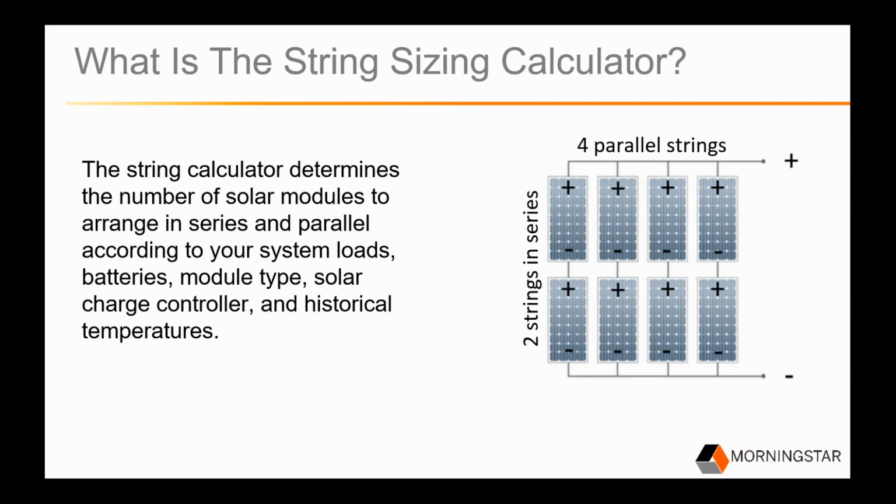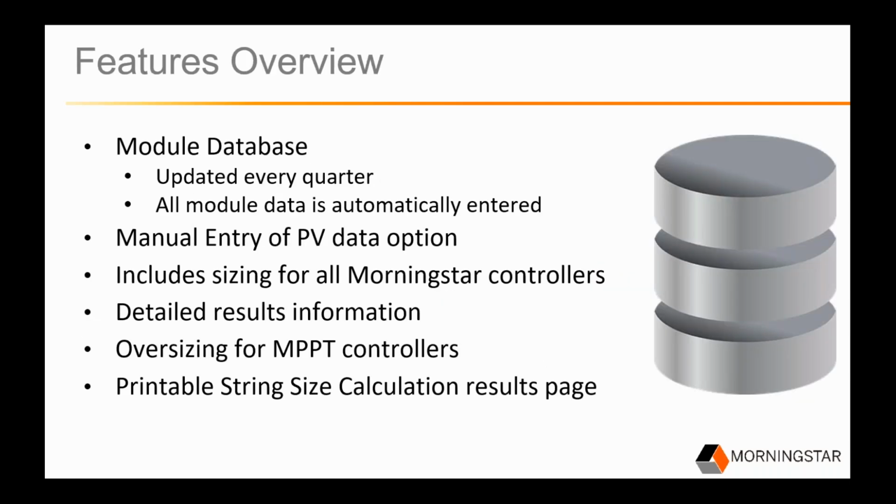The string calculator is a web page tool that helps you determine the number of solar modules to arrange in series and parallel according to your system loads, also according to the batteries that you're using, the module type, and the solar charge controller, and historical temperatures at your site. A series connection consists of 2 or more modules where positive ends are connected to negative ends, and a parallel connection describes a positive to positive or negative to negative connection. So the example on the right shows 4 parallel strings, 1, 2, 3, 4, and then 2 modules connected in series.